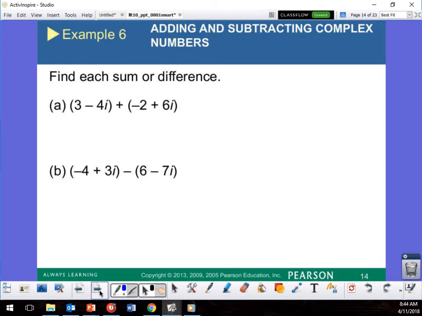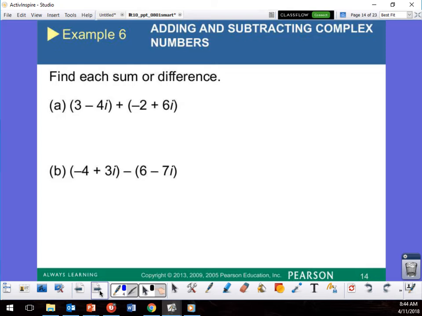Just basically combine like terms. Where you do the rainbows? Nope, that's with distribution. There's a plus and minus in between here, so I'm just adding or subtracting. So I'm combining like terms. Now, my like terms are important because I have my real and non-real.